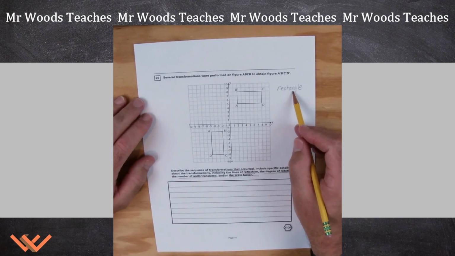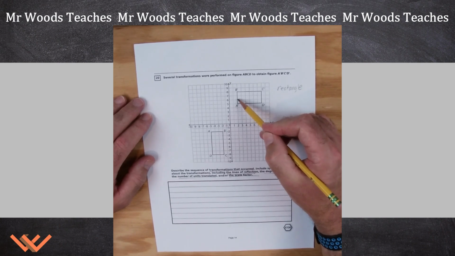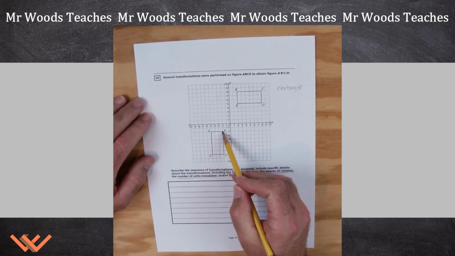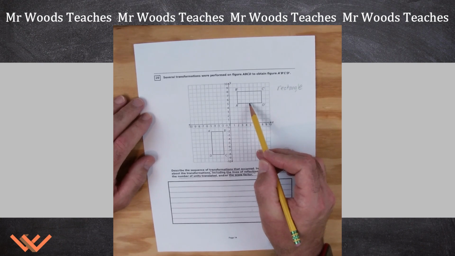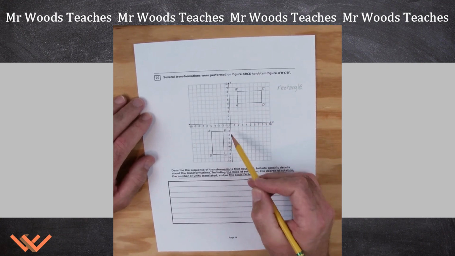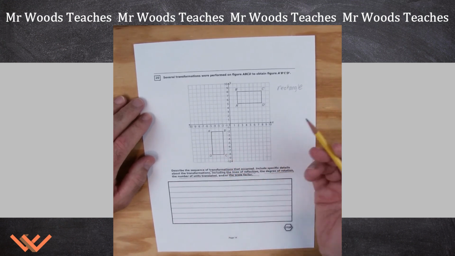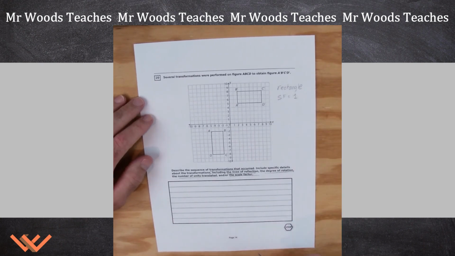So we have a rectangle. I wonder if they're both the same size. Well, I go from A to B: 1, 2, 3. 1, 2, 3. So both of them have the same width. Let's see if it has the same length. 1, 2, 3, 4, 5, 6. 1, 2, 3, 4, 5, 6. So the scale factor, I'm just going to say SF, is equal to 1. So they're both the same size.